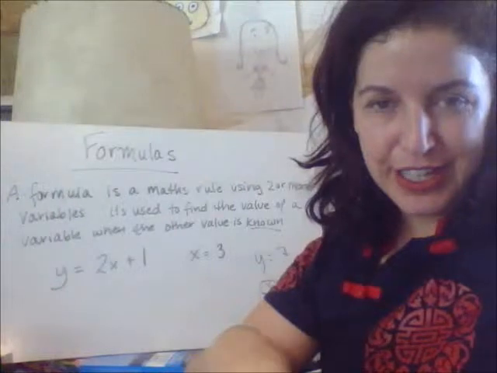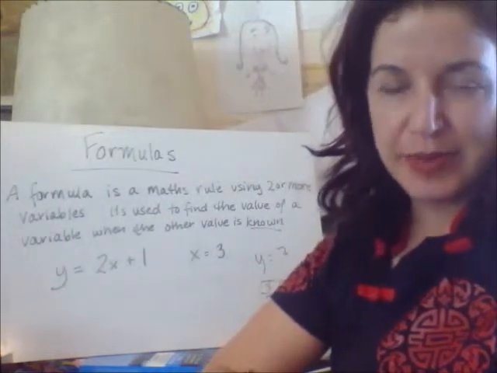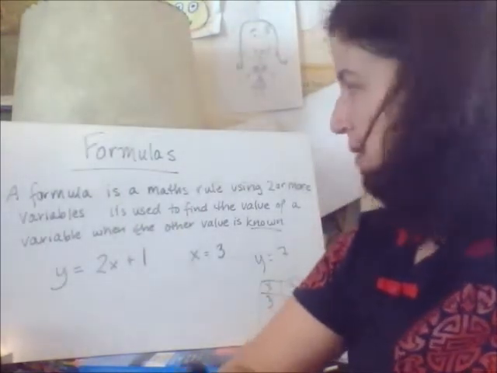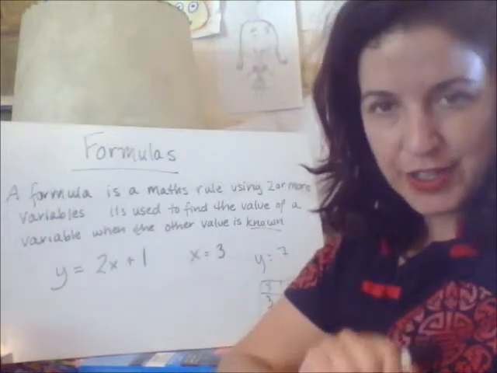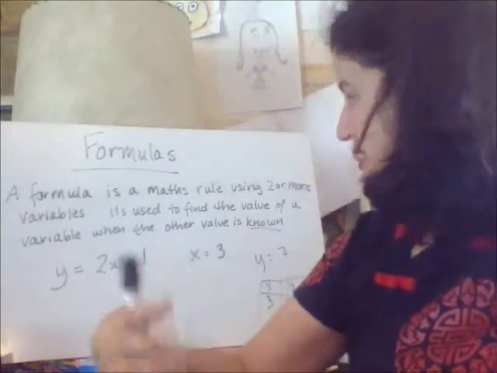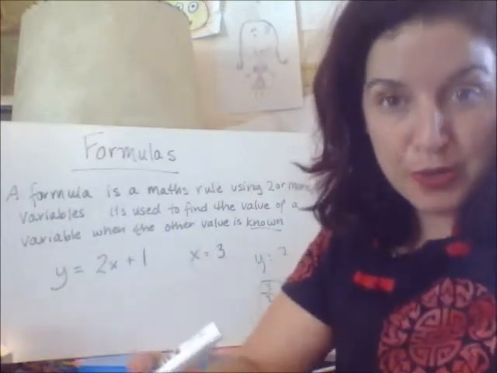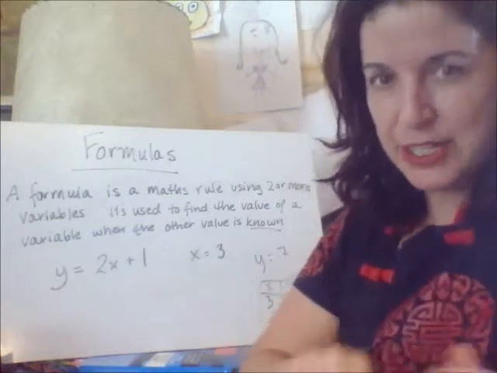It's Mrs. Ratcliffe here, and today I'm continuing our talk about algebra to discuss formulas. Formulas are not that different to what we've been doing already, but the basic thing is a formula is a math rule that uses at least two variables, and it's used to find the value of one of the variables when you know what the other one is worth. Okay? It's confusing? Don't worry, I'm going to show you.